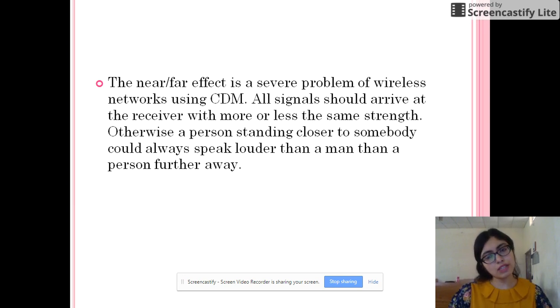And for wireless, we use TDMA, FDMA, SDMA, or a combination of these for the communication.